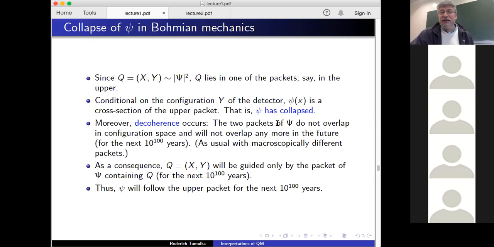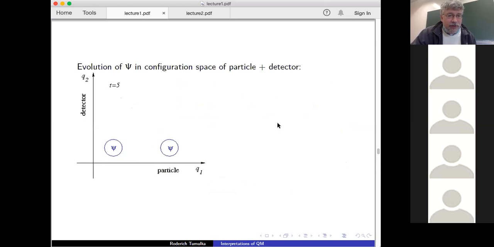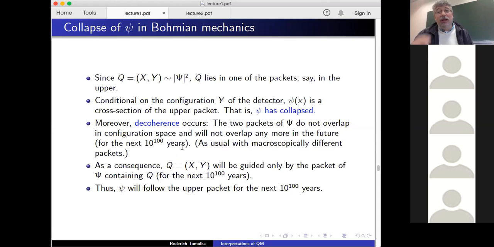That is, psi has collapsed. The lowercase psi, the conditional wave function. Let me show you again. At the initial time, the capital Y was over here, and the conditional wave function cut through both wave packets. So the wave function of the particle had these two contributions in two locations, and at the end of the experiment, it only has one contribution. It has collapsed. Moreover, decoherence occurs.